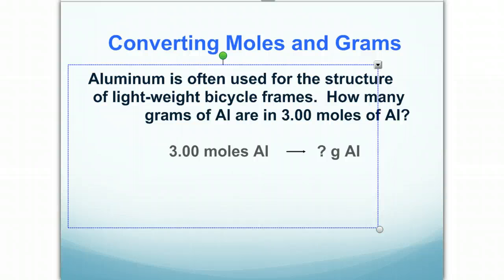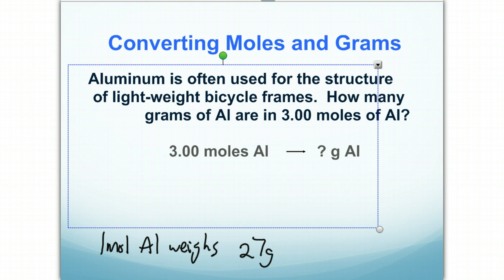So one of the things we'd like to be able to say is how many grams of aluminum are in 3 moles of aluminum. So in order to do that, we need to know the molar mass of aluminum. Now we can pull this right from our periodic table, and it tells us that 1 mole of aluminum weighs 27 grams. Okay, so we have 27 grams per mole is the molar mass of aluminum.